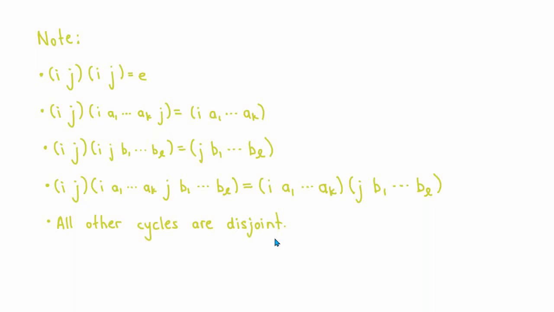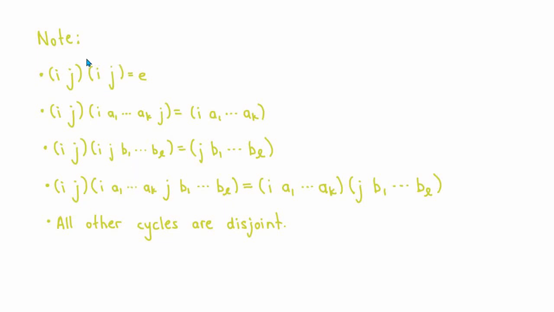Now, the final thing to note about this is that all of the other cycles in the cycle decomposition of sigma are disjoint in this case from i and j and from all of the a's and b's. So left multiplying by the transposition ij doesn't affect the number of fixed points or cycles besides the ones that you see listed here. Well, now let's go through each one of these 4 possibilities and see what happened to the number of fixed points and the number of cycles in each case.